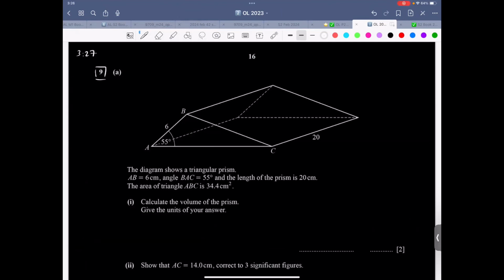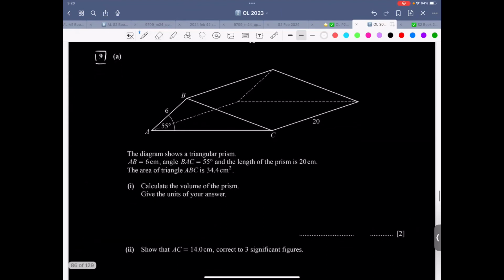Now the question says, the diagram shows a triangular prism. So that is the face, and that face goes all the way at the end. AB is 6 centimeters. Angle BAC is 55 degrees. Length of the prism is 20. Area of triangle ABC, that is this area, comes out to be 34.4. Calculate the volume of the prism.